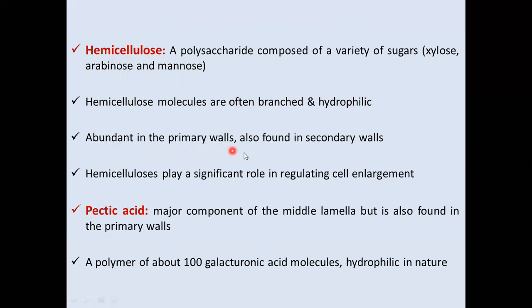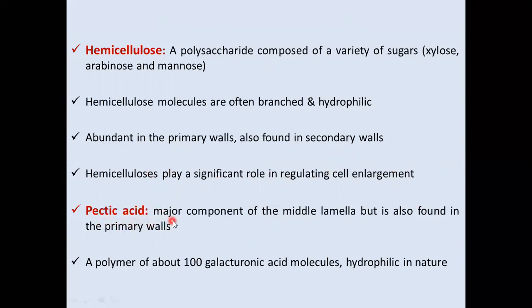Abundant in the primary walls, it is also found in the secondary wall. This is mostly in primary walls, but also occurs in secondary walls. It plays a significant role in regulating cell enlargement. So hemicellulose ensures and regulates the proper enlargement of the cell.